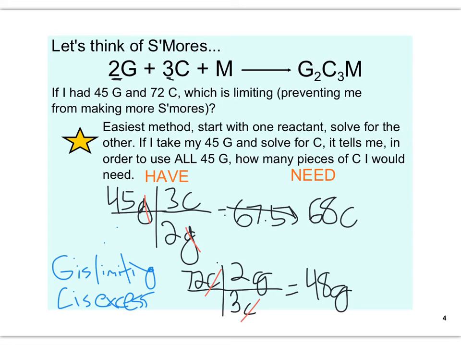So again, this helps us confirm that our graham crackers are limiting and our chocolate pieces are in excess. That is, we have extra of them.